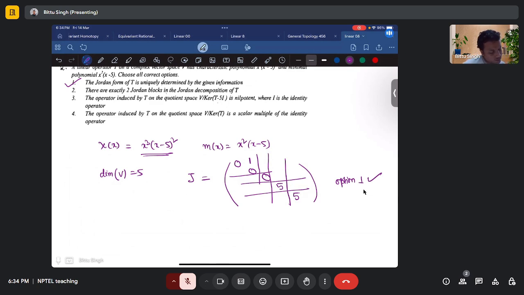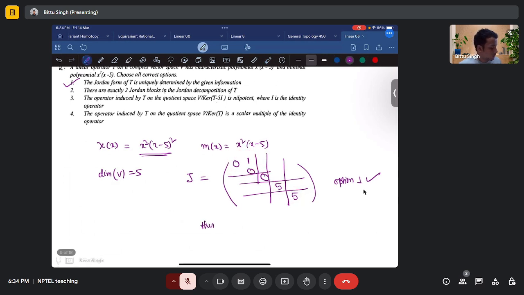Now, there are exactly 2 Jordan blocks in the Jordan decomposition of T. So this is false because the Jordan canonical form is uniquely determined, and we can see that there are 1, 2, 3, 4 Jordan blocks. There are 4 Jordan blocks. So this is false.